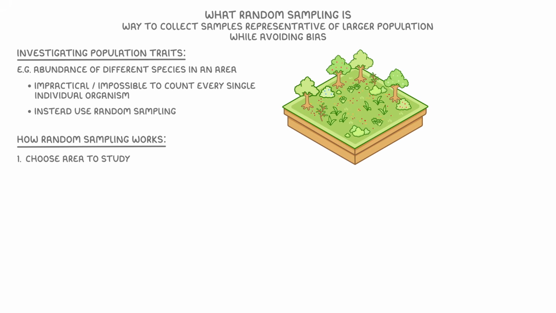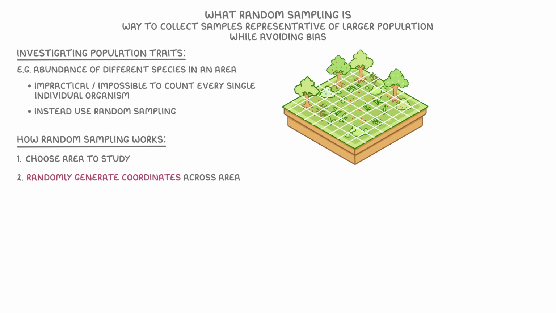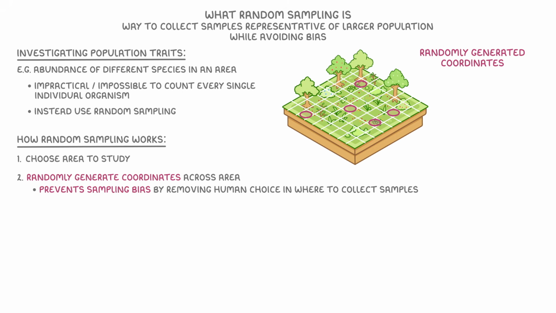First, we choose an area to study, like this patch of forest, and divide it up into a grid. Then, we randomly generate coordinates across that area. So let's say we got some randomly generated coordinates, and they were these points here. This random generation prevents sampling bias by removing any human choice about where to collect samples from.